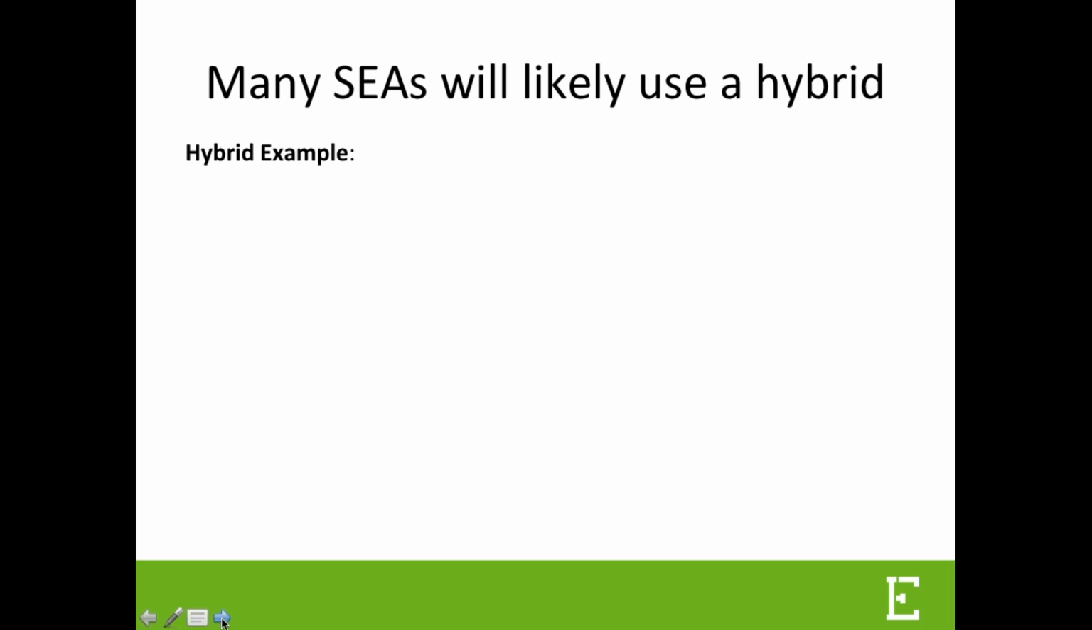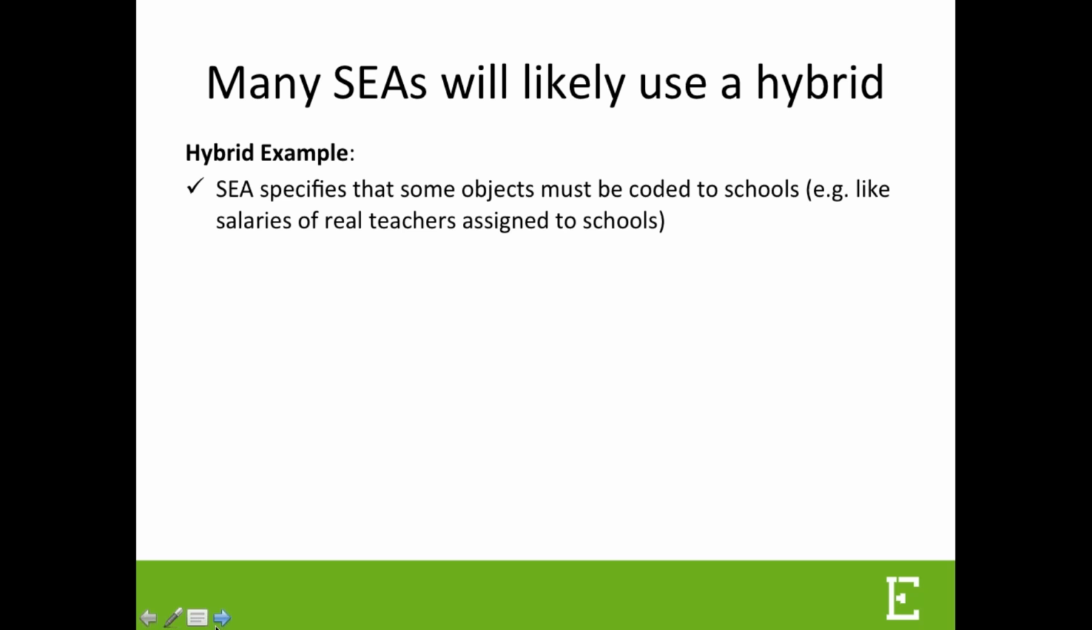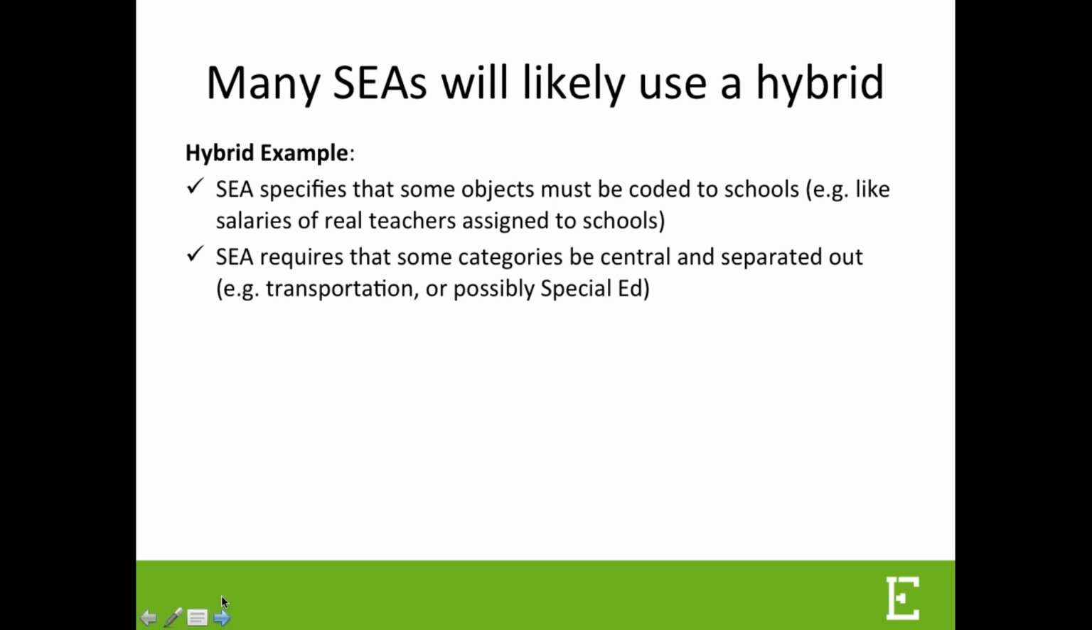Here's a hybrid example, and probably a very common one. The SEA will probably specify that some objects must be coded to schools, for instance, the salaries of the real teachers that are assigned to schools, which is consistent with the ESSA law. So at a minimum, you're going to have to code them to schools. They also may require that some categories be separated. We've talked about that in this group. Do we want to purposely separate transportation? Do we want to purposely pull out and put at the central office, maybe even something like special ed?